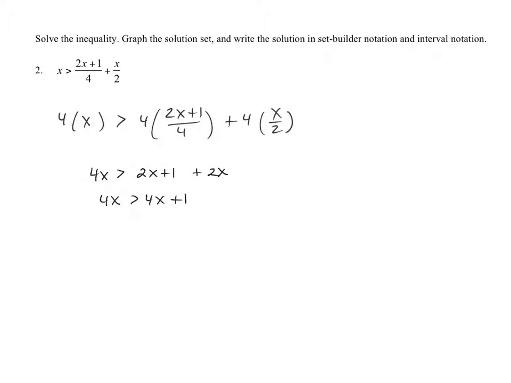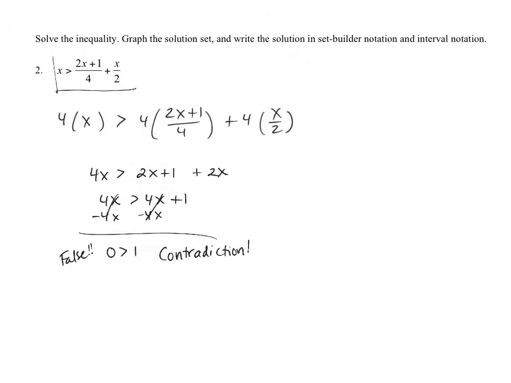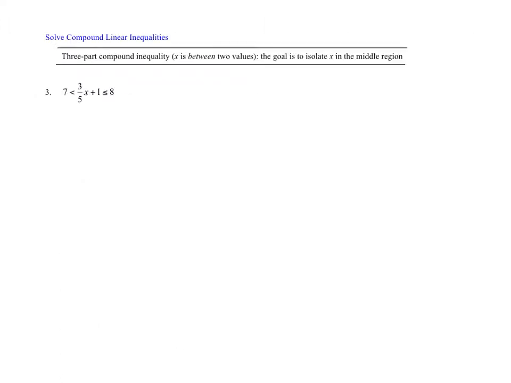All right, so now when we try and get all of our x's on one side, they end up canceling out, and we've got 0 is greater than 1. And that is a contradiction. So that means that this original inequality has no solution. And then you can either say there's no solution like that, or you could say it's an empty set. And that is done.